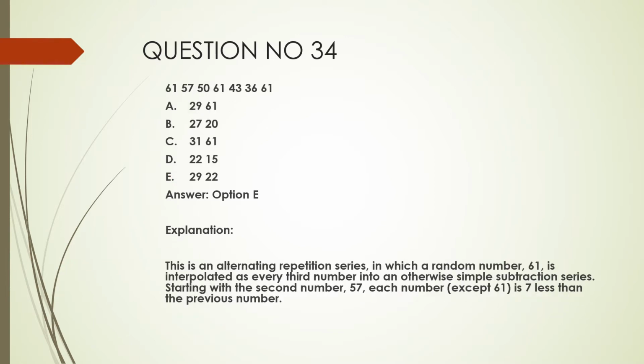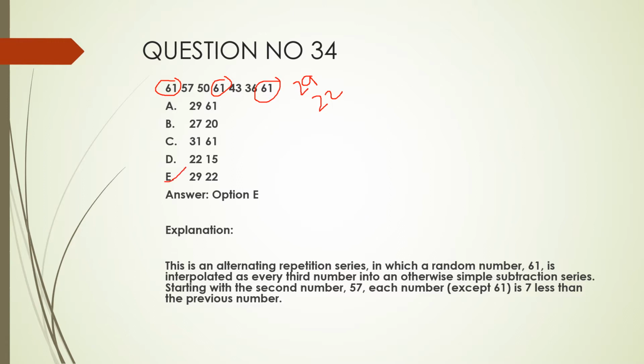Question number 34. 61, 57, 50, 61, 43, 36, 61. So there's a clear repetition of 61 after every two figures. So just try to avoid these letters. 57 became 50, then 50 became 43, 43 became 36. So there's a difference of 7, and you will have to deduct the 7 from 36. That will be 29, and again you have to deduct 7. You will get 22. So the answer is 29 and 22.